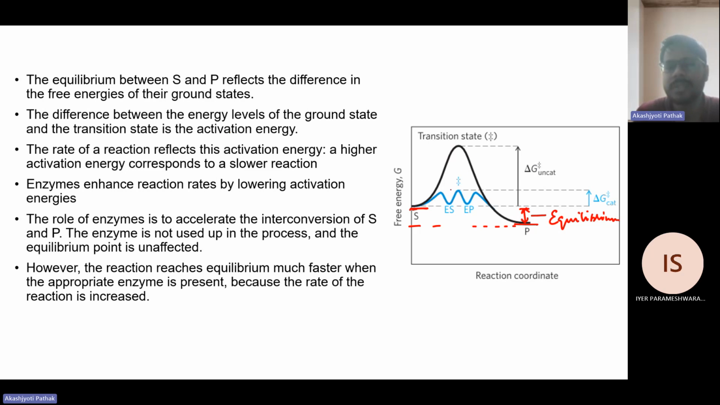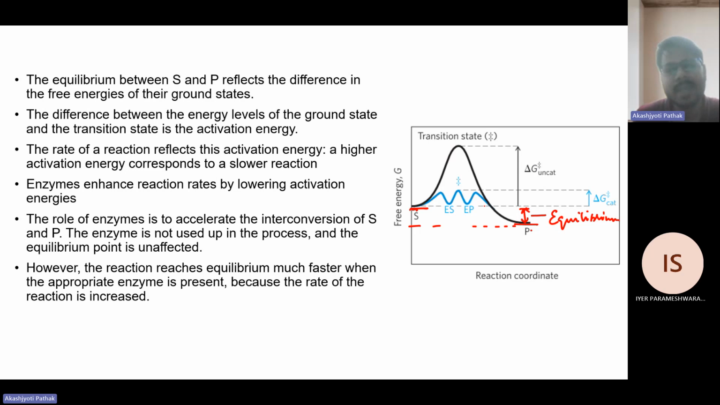If you observe this figure carefully, in the absence of an enzyme, the difference between the ground state of the substrate and product was this much, right? Now, once you add the enzyme, you see that this difference has not changed.